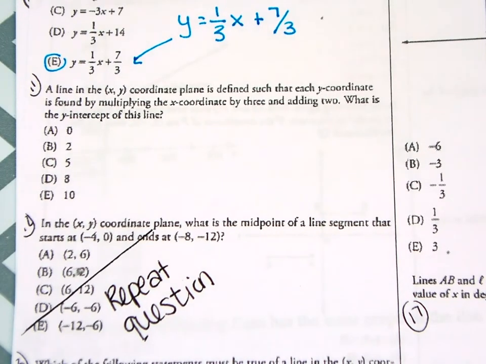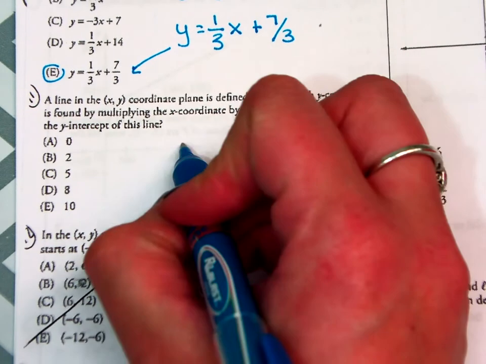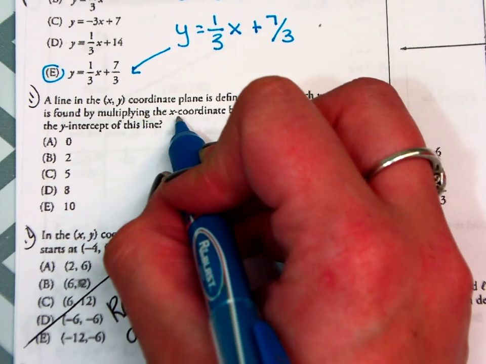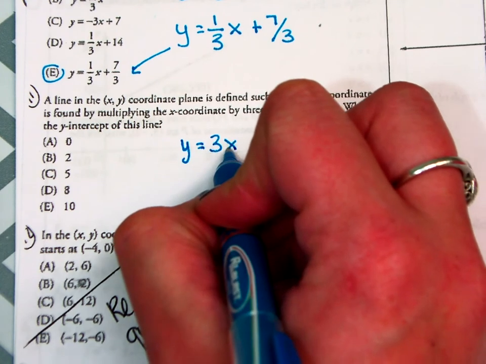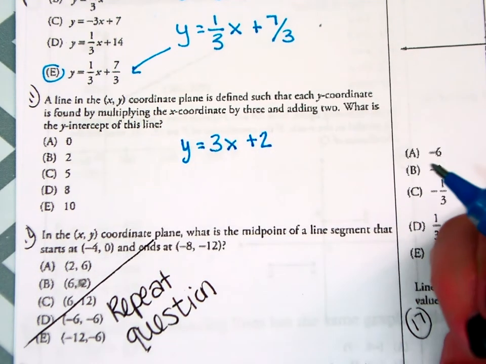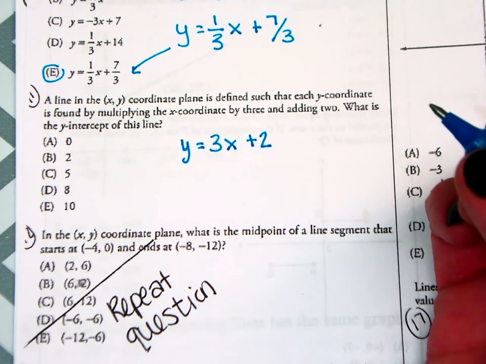Number 11, the line in the xy coordinate plane is defined such that the y coordinate is found by multiplying the x coordinate by 3 and adding 2. What is the y-intercept of this line? So this problem seems like it's super challenging. Okay, it seems super challenging, but let's set the problem up. So y-coordinate would be y equals multiplying x by 3 and adding 2. They're just basically telling you slope-intercept form, so you just build your equation.